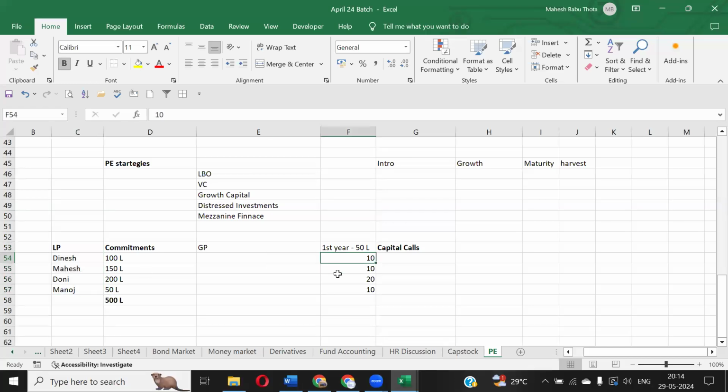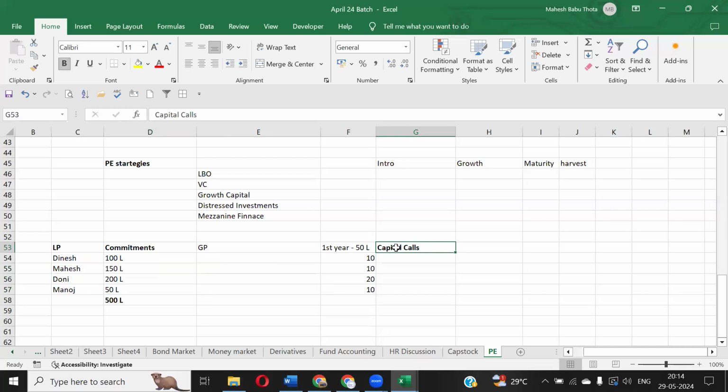They need to collect money, to collect the portion of the commitment capital, the 10 lakhs they need from each one. So for this 10 lakhs, they will issue a capital call to Dinesh, but a 20 lakh capital call will be issued to Don. Are you guys understanding? Yes, sir.